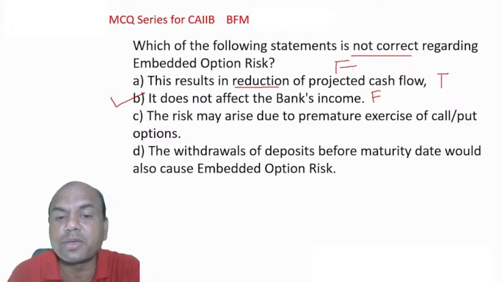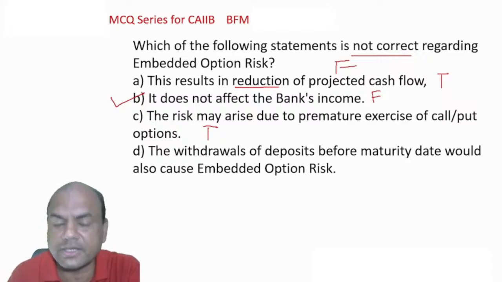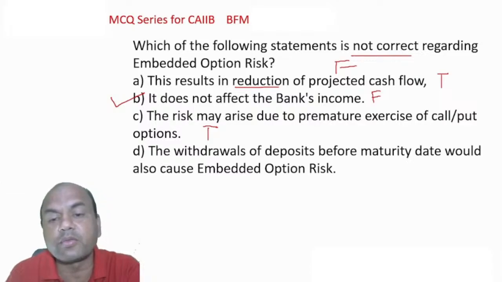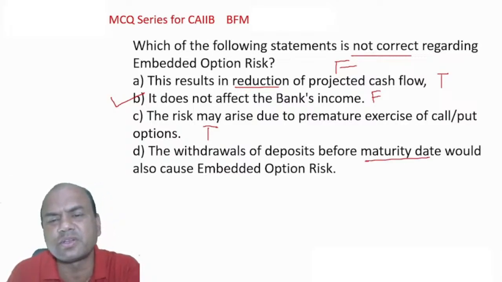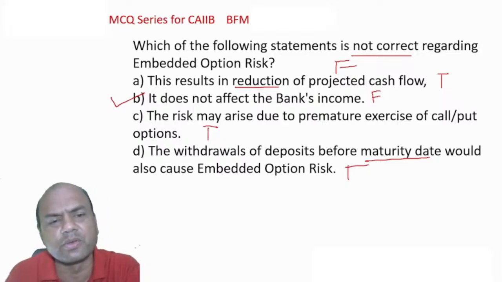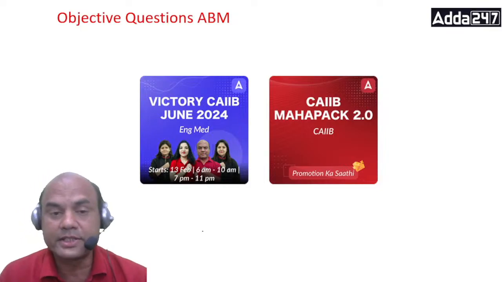See here, the risk may arise due to premature exercise of call put option. So that is true. What is call put option? Call put means the customer has a right to repay the loan or withdraw the cash. That is call put option. And D, the withdrawal of deposit before maturity date would also cause embedded option risk, isn't it? Just now we saw that. So that is also true. So that's why I said in exam don't even look at C and D. Immediately move on. So that was the YT session.